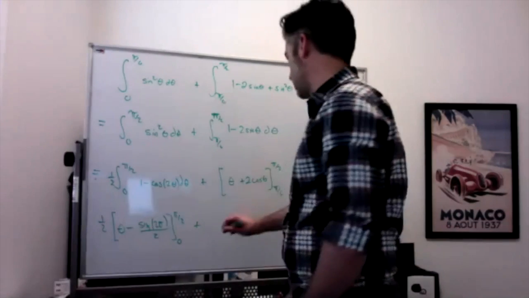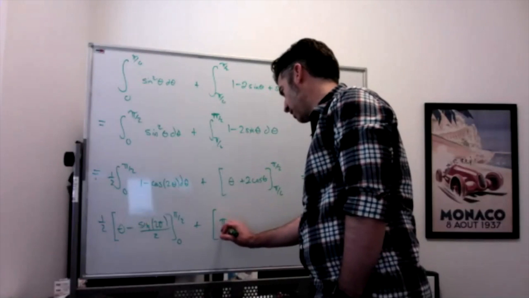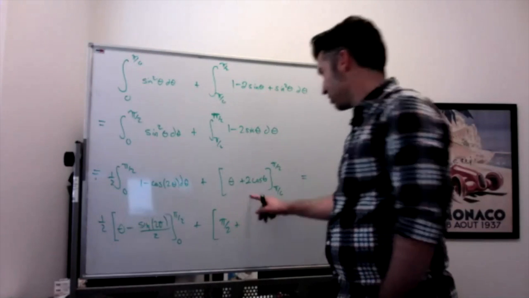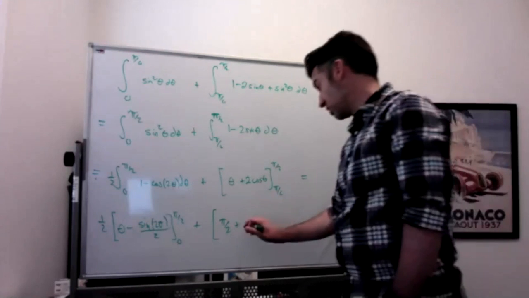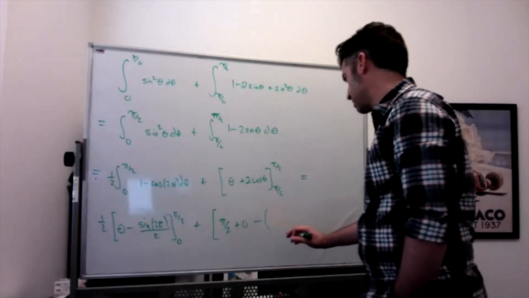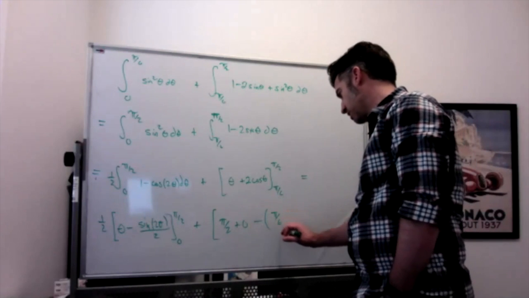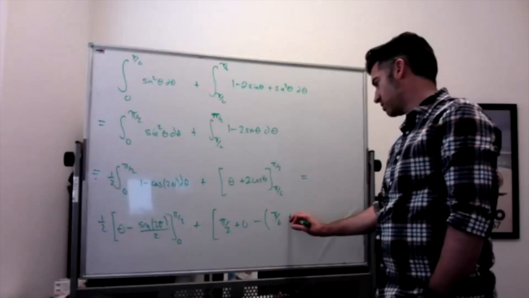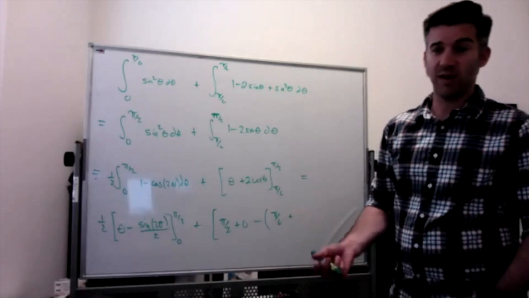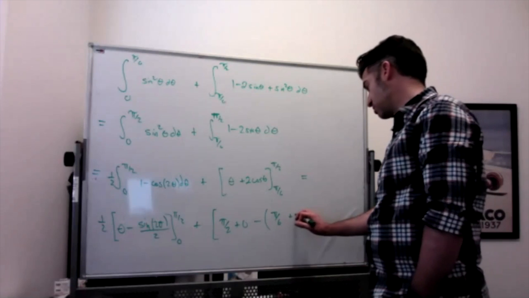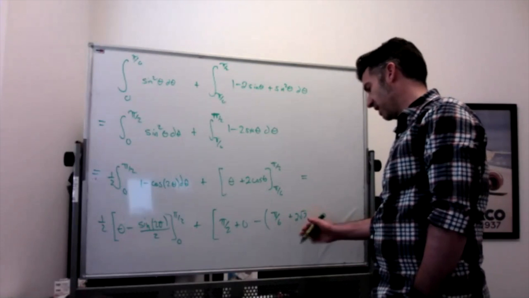Plus, plugging in pi over 2, you're going to get pi over 2 plus 2 times cosine of pi over 2, minus pi over 6 plus 2 times cosine of pi over 6. Cosine pi over 6 is root 3 over 2. It's going to be 2 times root 3 over 2. I guess that's just root 3.